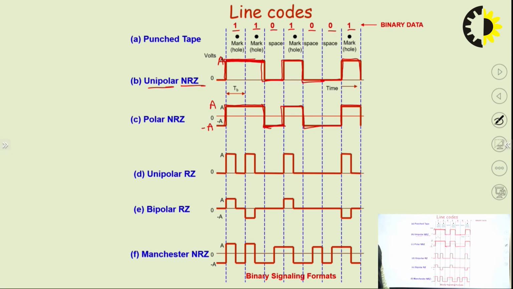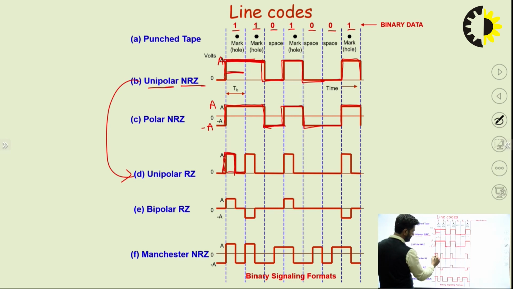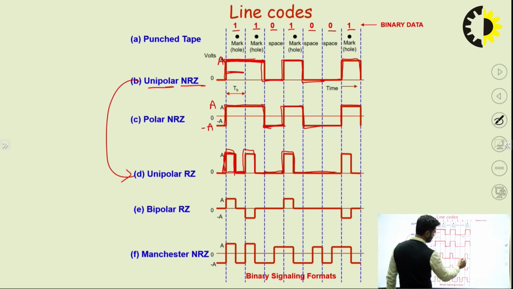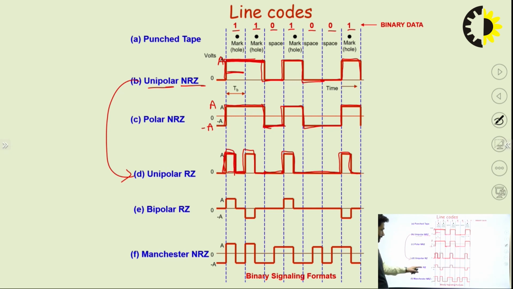Now unipolar RZ, compare this and this. We use only one voltage level, plus A, but the bit duration of the pulse is reduced. Only a half pulse will be there. For the next one, same, it will have a plus A, and the next 0 will be rendered as a complete 0, then plus A, complete 0 and plus A. This is the RZ.